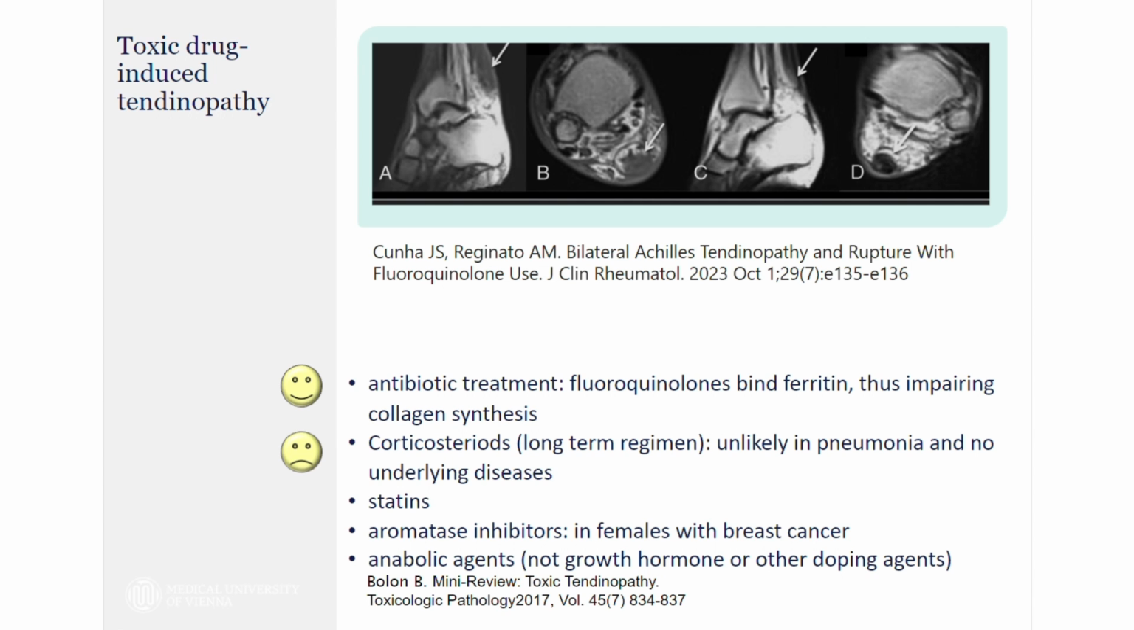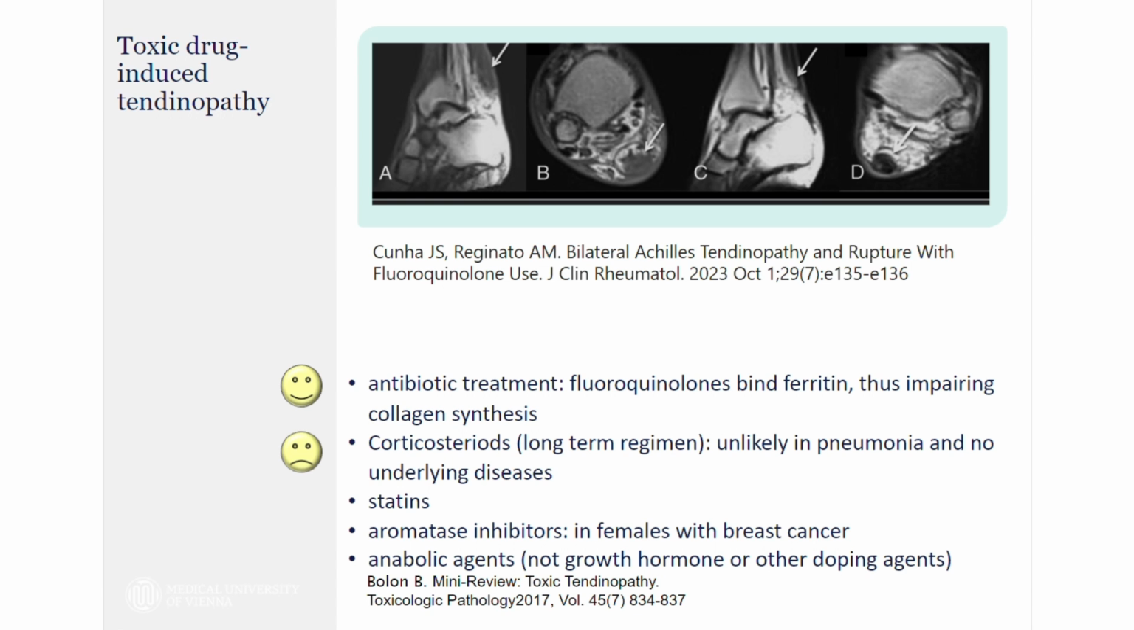The problem is that it probably binds ferritin and thus impairs collagen synthesis, and then you have that abnormality that I also took from that publication. Sorry for the images that I found in that publication. Other types of toxic tendon effects are caused by corticosteroids, if they are given in a high dose and for a long time, not with the 5 milligrams prednisolone that the patient in this case received. That's not enough to have that effect.